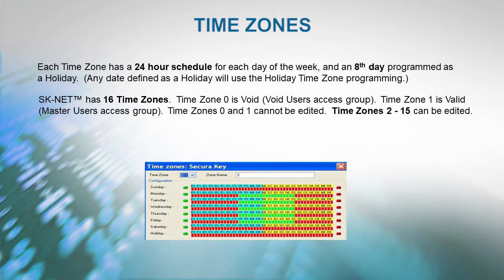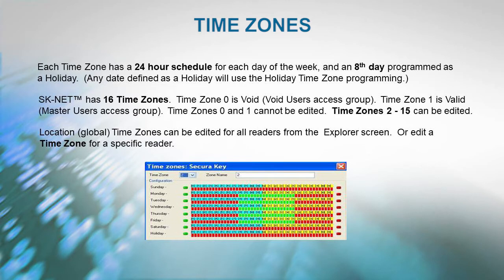SKNet has 16 time zones. Time zone 0 is always void, users access group. Time zone 1 is always valid, master users access group. Time zones 0 and 1 cannot be edited. Time zones 2 through 15 can be edited any way you choose.